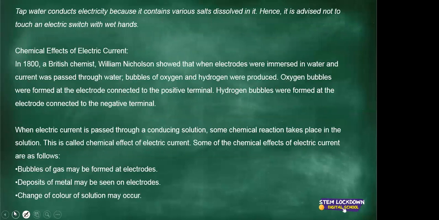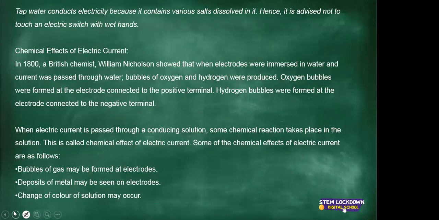So now tap water conducts electricity because it contains various salts dissolved in it. So it is advised not to touch an electric switch with wet hands. Remember, they always tell you if you have wet hands, don't touch an electric switch because you will get shocked. And this is the reason why, because it is a good conductor of electricity. It contains salts that would electrocute you. So never ever, as a safety precaution, touch an electric appliance, that is a plug or anything, with wet hands because you will get shocked.